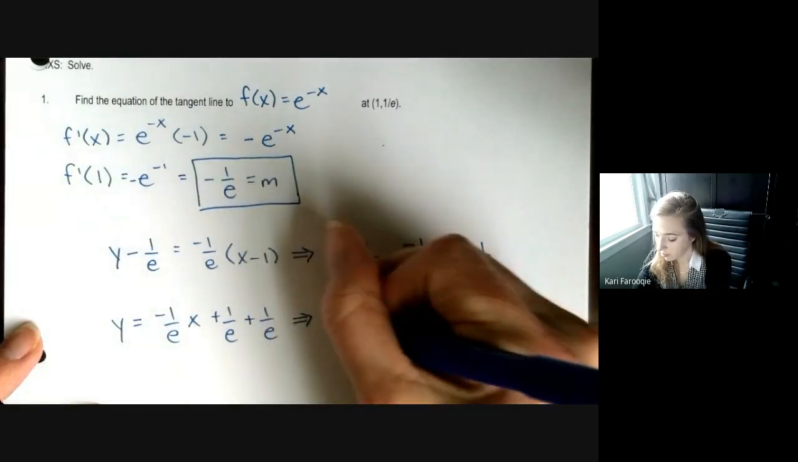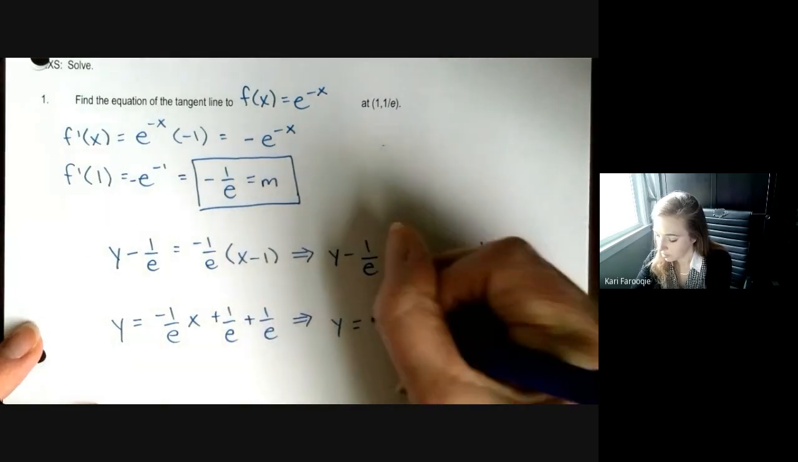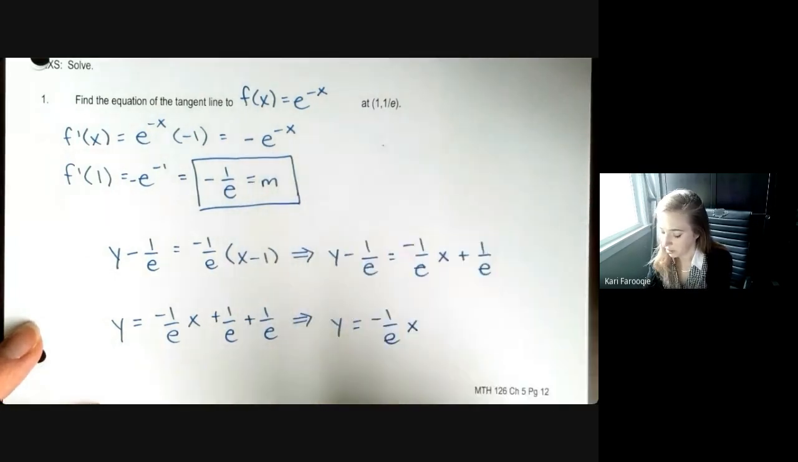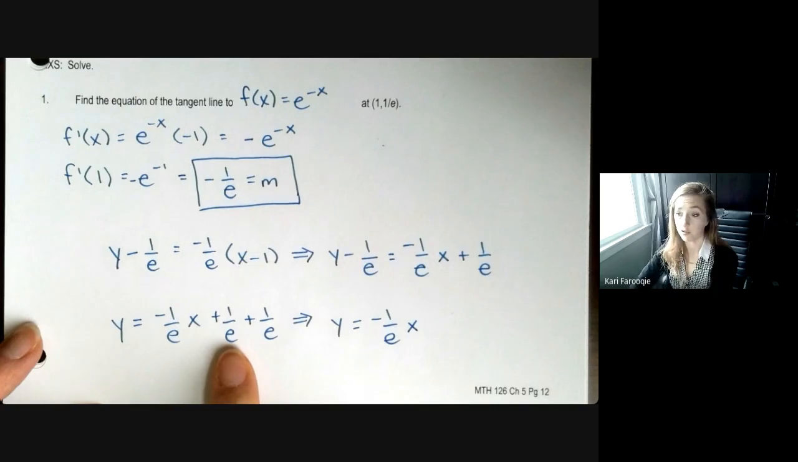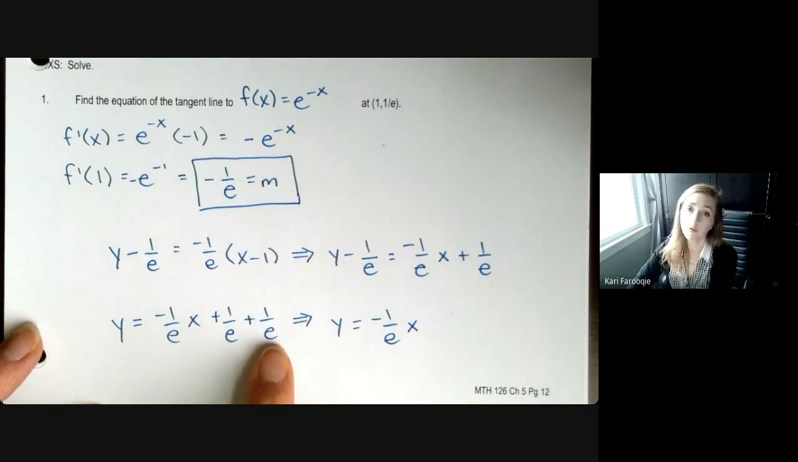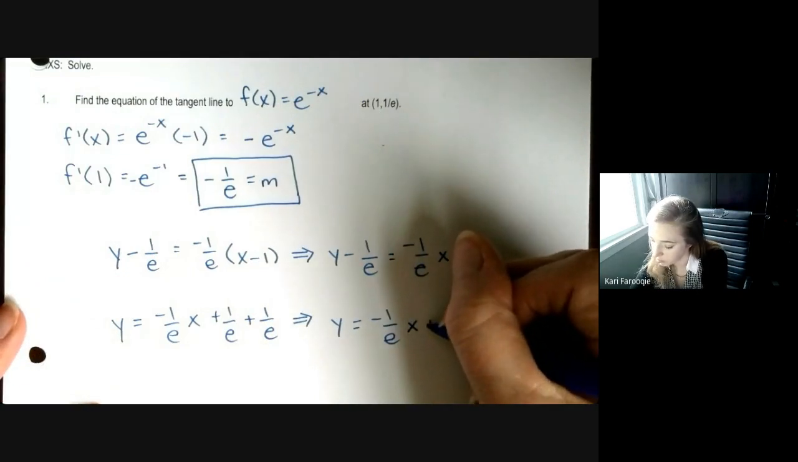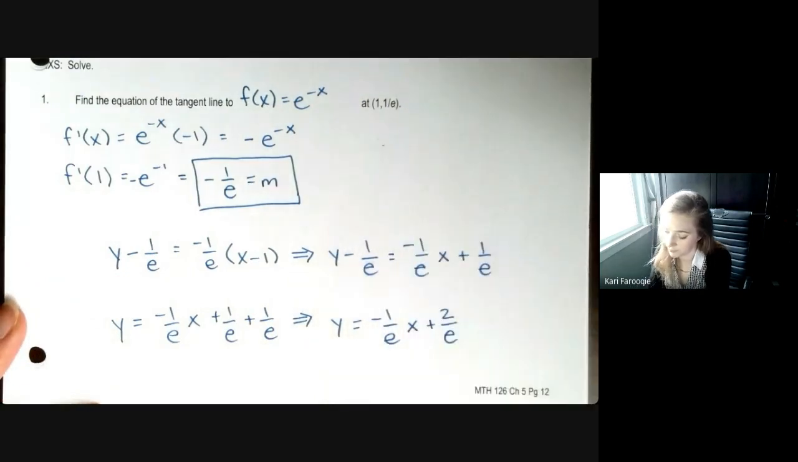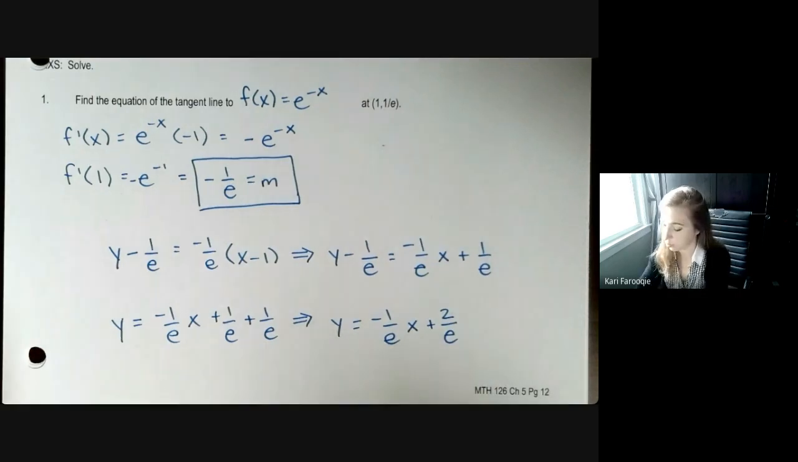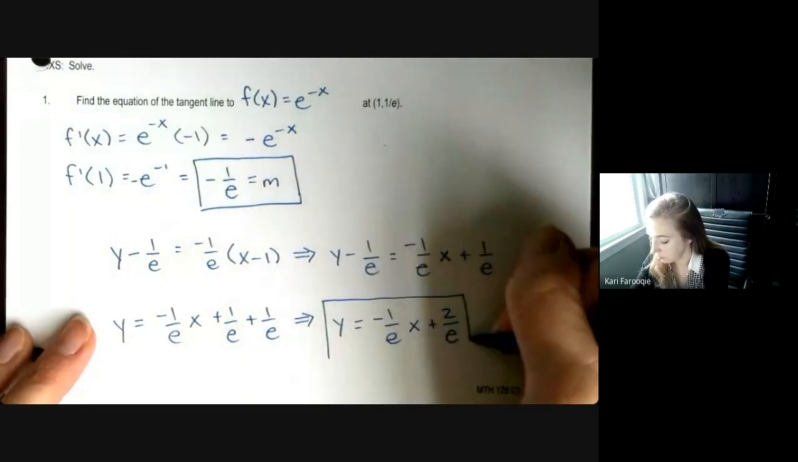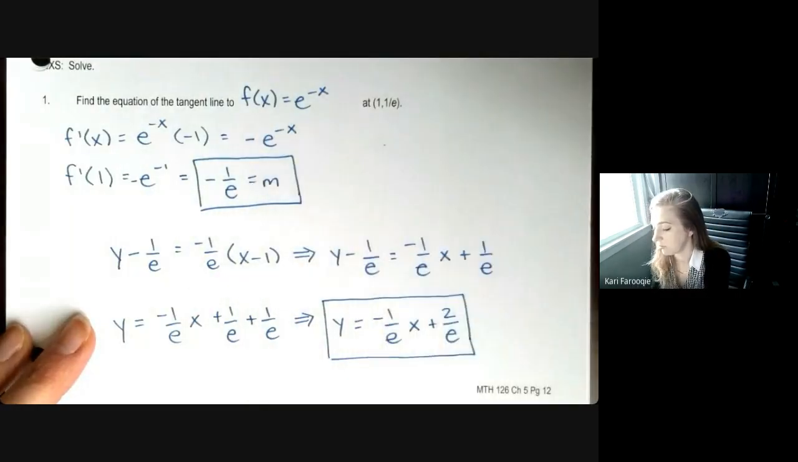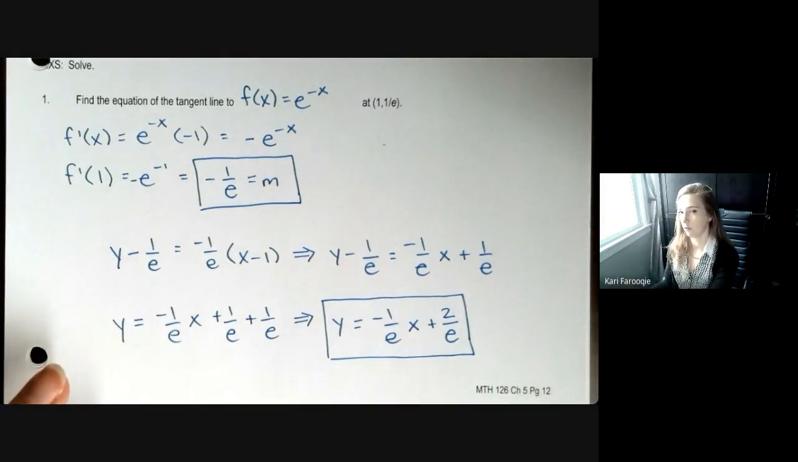So now I can simplify this by saying that y is negative 1 over e x, and then 1 over e plus 1 over e. Well, they're fractions and they have the same denominator. When you're adding two fractions with the same denominator, you just need to add their numerators. 1 plus 1 is 2, so 1 over e plus 1 over e is 2 over e. And that is the equation for the tangent line at the point 1 over e.